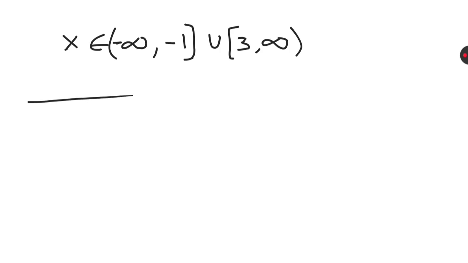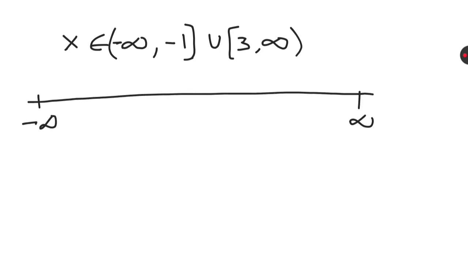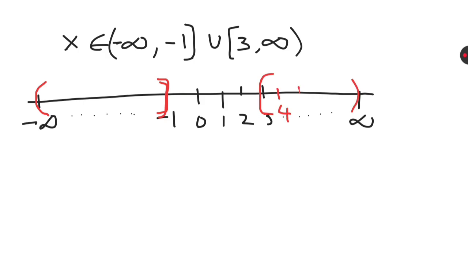If you draw the number line here, this is minus infinity and this is plus infinity, and this is the 0, and here we have minus 1, and here a 1, 2, then 3 and so on. So x belongs to minus infinity to 1, then it starts from 3 to infinity. So here we are going to get 4 and 5, and here also we are going to get minus 2 and minus 3 and so on.